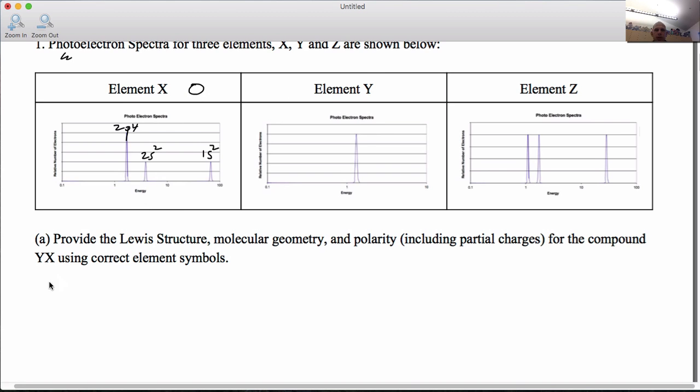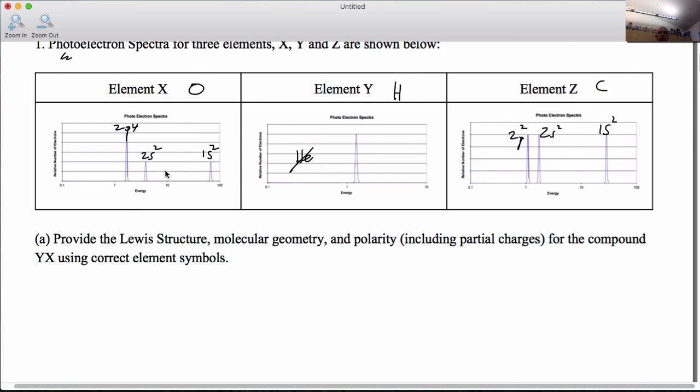We know that this is going to form a compound, so it's either helium or hydrogen, and it can't be helium because helium does not form compounds, it's a noble gas. So this has got to be hydrogen. And element Z, 1s2, 2s2, 2p2. So we know that's carbon.